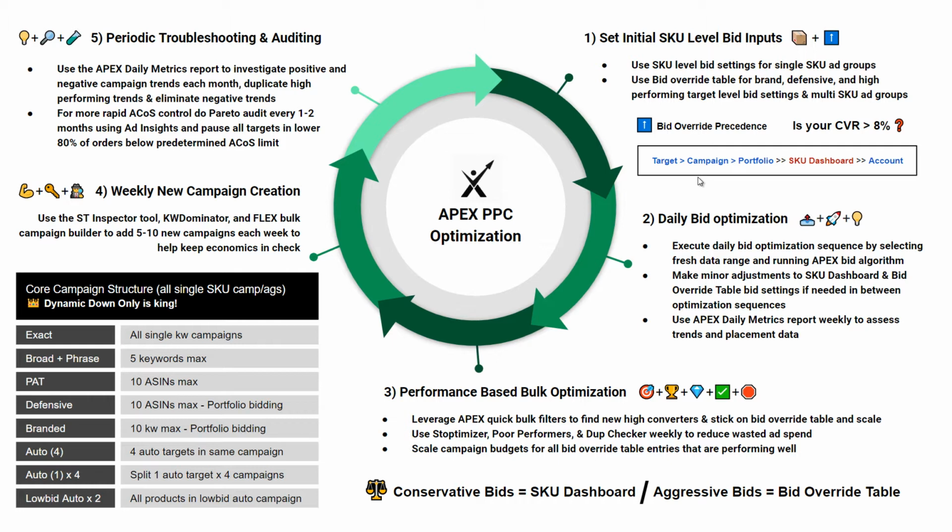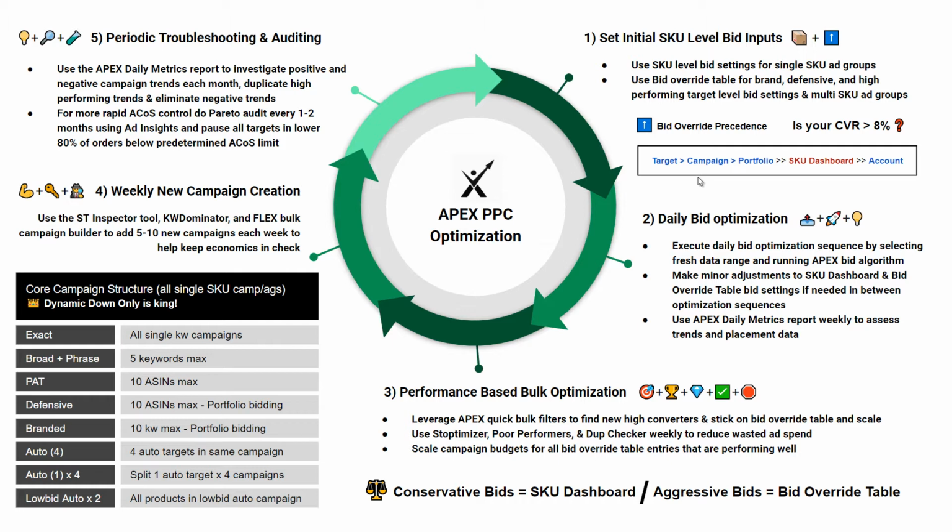So the auto 4 means all 4 of the auto targets, meaning there's loose match, close match, substitutes, and complementary. So all 4 of those in one campaign. And then the auto 1 times 4 means you've split out those 4 target types into their own campaigns, and you've paused the other 3. And then the low bid auto, we recommend actually launching 2 of those exact same ones with all your products in them, and that's going to be at a much lower bid.